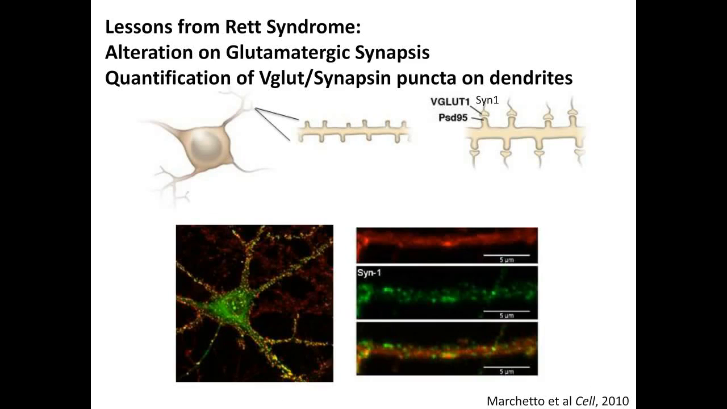When we probe the neurons for markers for glutamatergic synapses, which are excitatory, exemplified here by VGLUT1 puncta, and based on our previous work with neurons derived from Rett syndrome patients that were also included under the umbrella of autistic spectrum disorder, we predicted that the glutamatergic excitatory synapses could be altered in idiopathic autism.